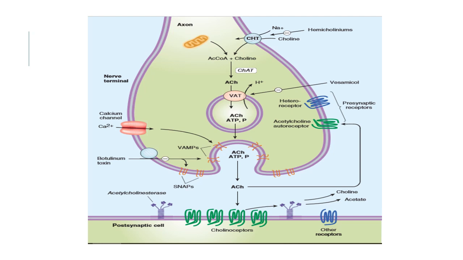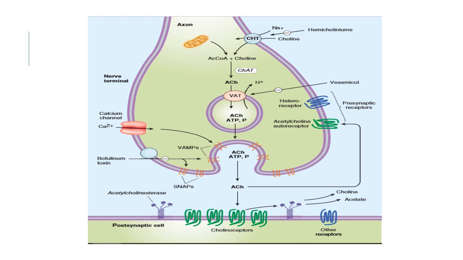So it's releasing and then metabolizing, acting on the receptor, cholinoreceptors. And here you see the calcium is required for the release of this acetylcholine. Not only the acetylcholine is released, there are also ATPs and there is also P.